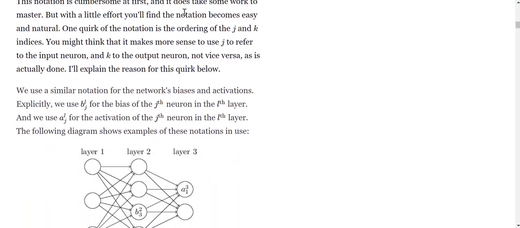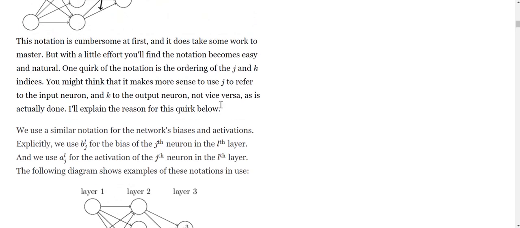But with a little effort you will find the notation becomes easy and natural. One quirk of the notation is the ordering of J and K indices. You might think that it makes more sense to use J to refer to the input neuron and K to the output neuron, not vice versa, as is actually done. I will explain the reason for this quirk below.